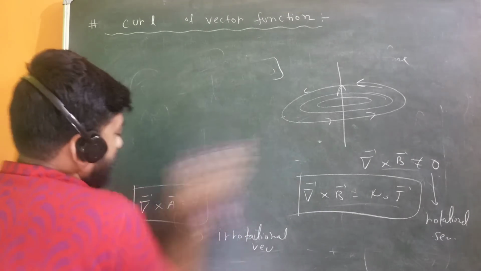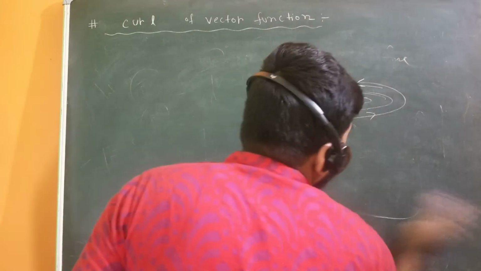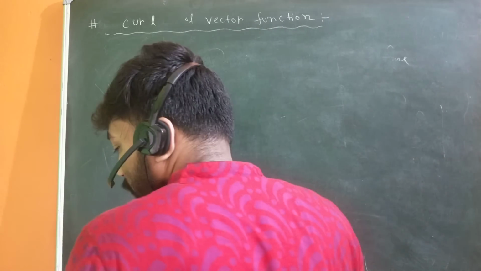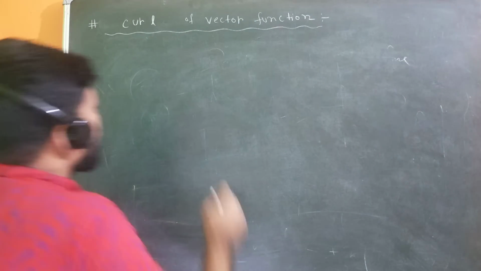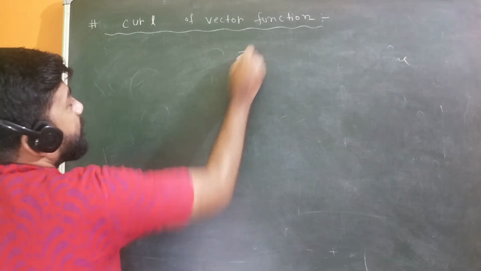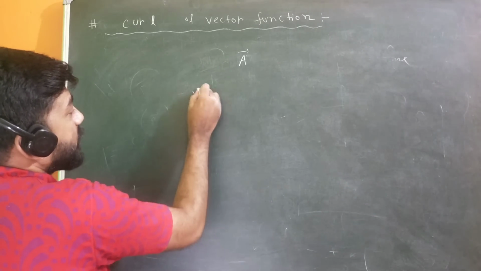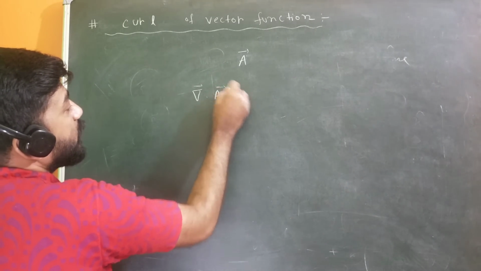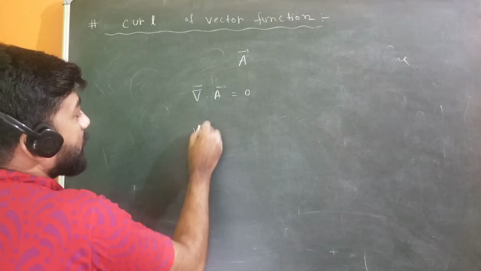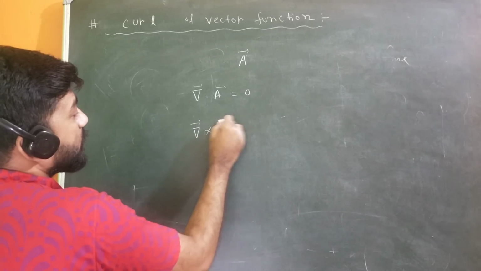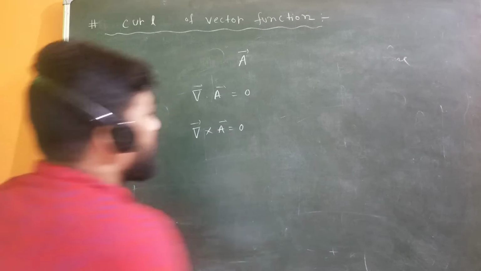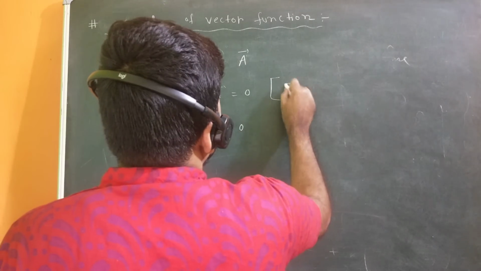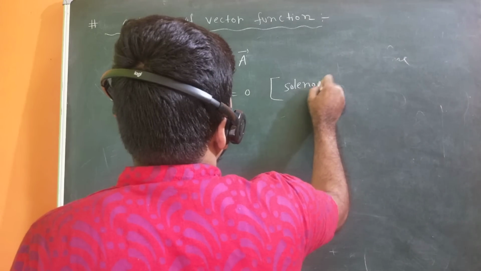Let me give you the list of these conditions. This will be very important for you for exam purposes. If you have a vector function A, then you can have divergence of A equal to 0, or you can have curl of A equal to 0. If divergence of A is equal to 0, then it is called a solenoidal field.